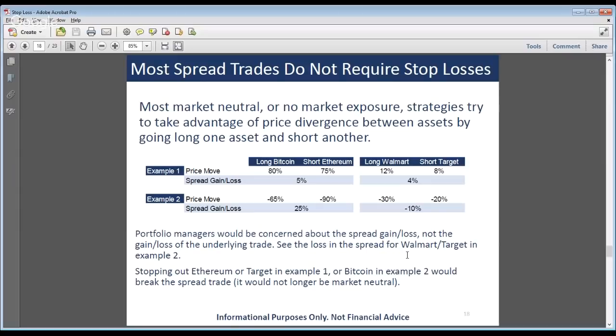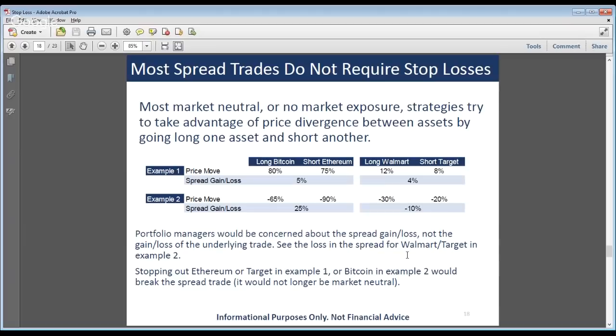What about on the other side where the market goes down? So say I'm long Bitcoin, but it goes down 65%, so I lose 65. Short Ethereum goes down 90, kind of like what's happening now. In that case, I make 90, but I net it out to be 25. Again, if I stopped out my long Bitcoin exposure, well, then I have a very biased portfolio, a bear biased portfolio. That's not my strategy here. I'm trying to capture the spread.